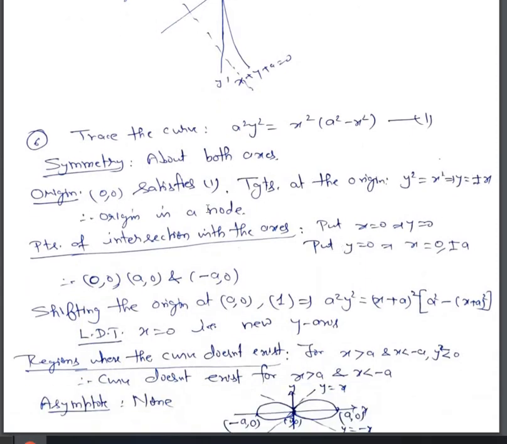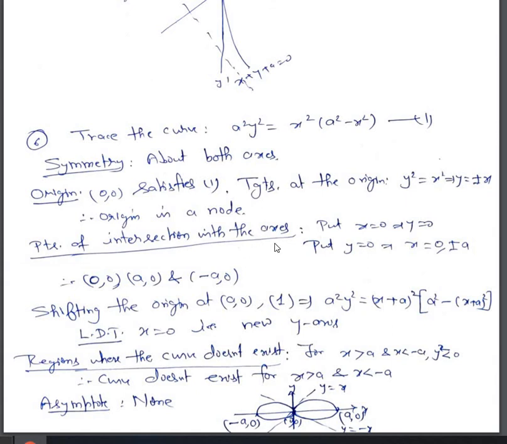Okay, let's take one last example. Trace the curve a square y square is equal to x square into (a square minus x square). Now you see here that all the powers of x and y are even. So that means the curve is symmetric about both axes. 0, 0 satisfies this equation. So the tangents at the origin are given by y square is equal to x square. That means y is equal to plus minus x. So therefore the origin is a node.